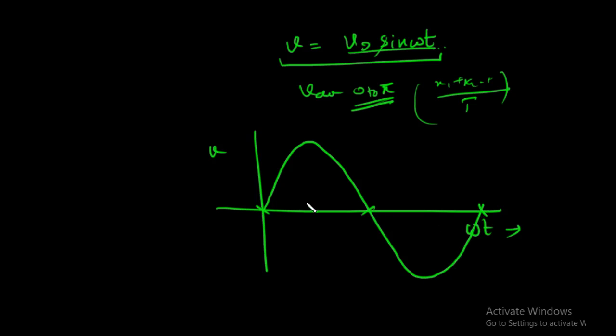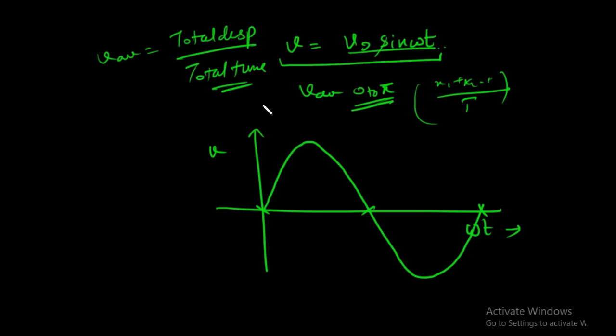Now if we are to find out the average velocity, it will be the total displacement by total time. Yes, this is the definition. V average is total displacement by total time. But what is the total displacement over here? You cannot calculate it by the normal method. You need calculus for this. So this is integration of v dt.